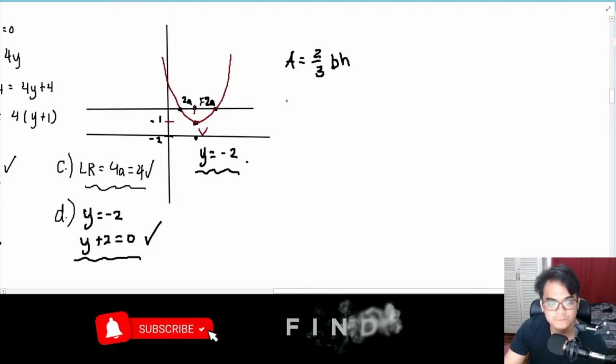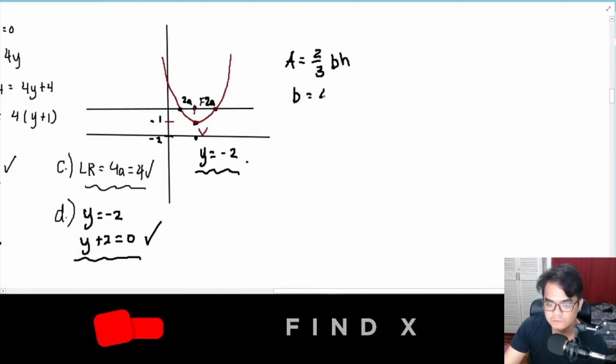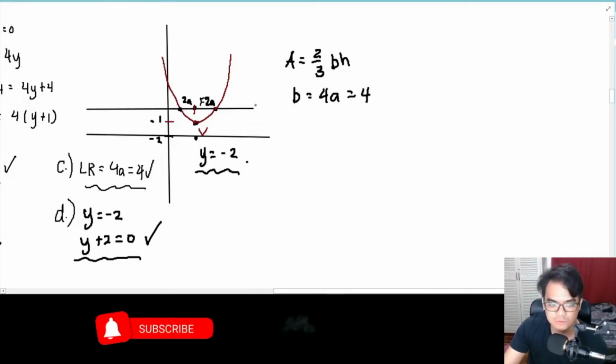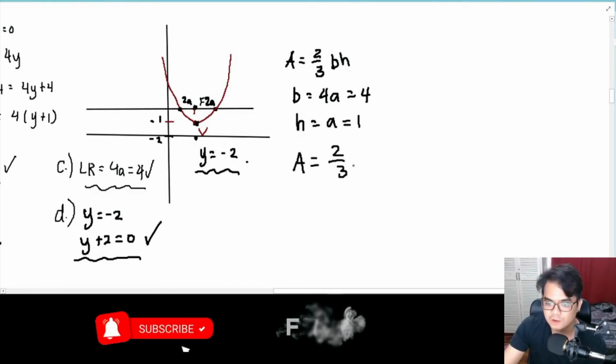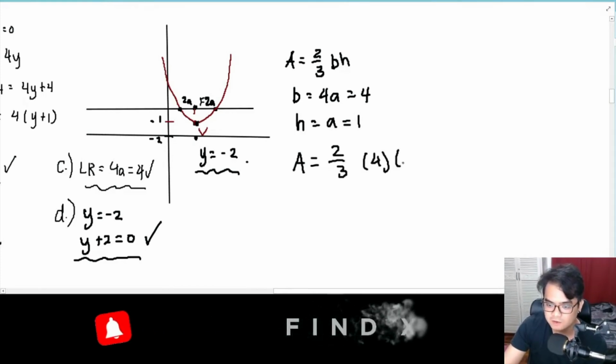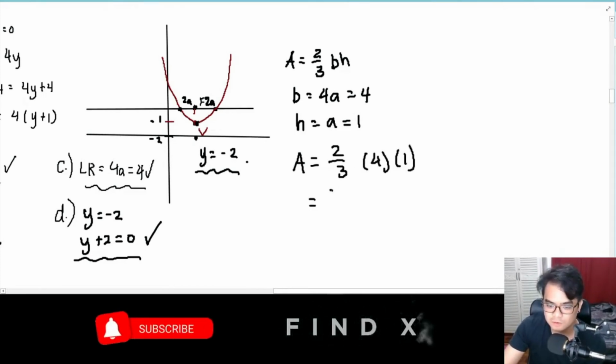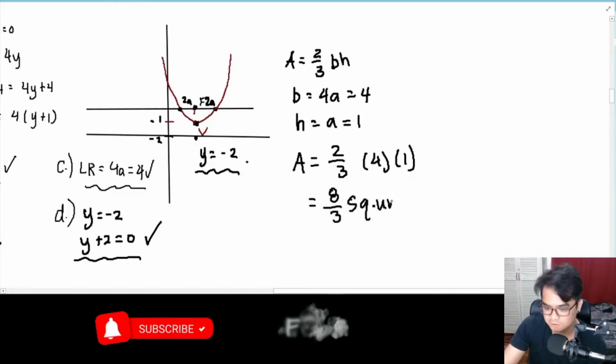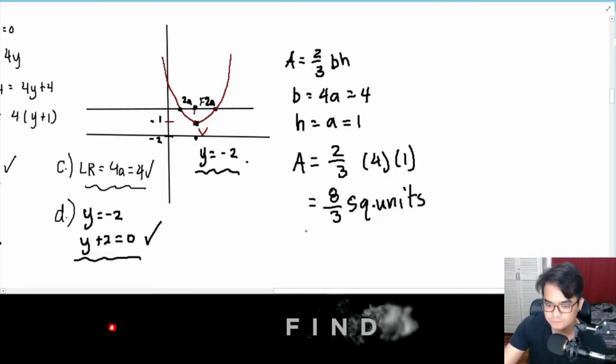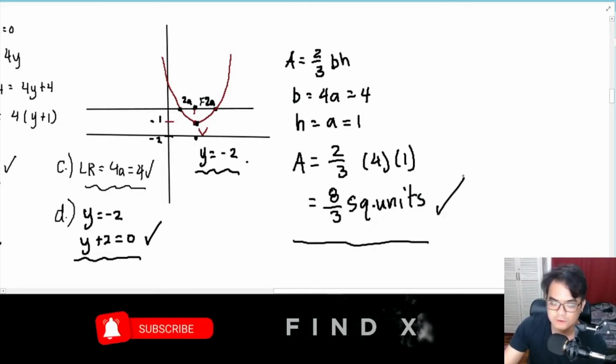So that is 4a, right? So the base will be 4a, which is equal to 4. And the height will be the distance of the vertex to the focus, which is a. Okay? So h will be equal to a, equal to 1. Therefore, your area is 2/3 times b, which is 4, times h, which is 1. So this is equal to 8/3 square units. Okay, so that's it for number 1.